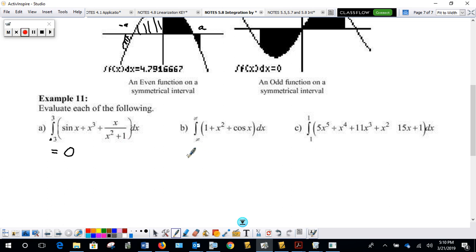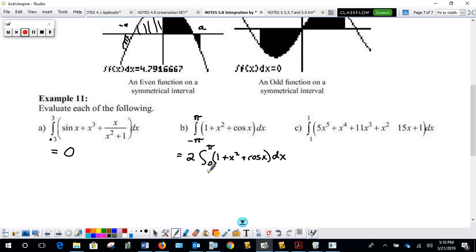All right, now for b, and ignore this. This is just when I imported it into here. This is -pi to pi. This is even. That's even. This one is even. So what I know is that this is the same as twice the integral from 0 to pi of 1 plus x squared plus cosine of x dx. And that is just something to do with the fact that it's easier to just not deal with a negative when we're plugging in. Just a preference. It also may be a multiple choice where this is the answer that you're looking for.